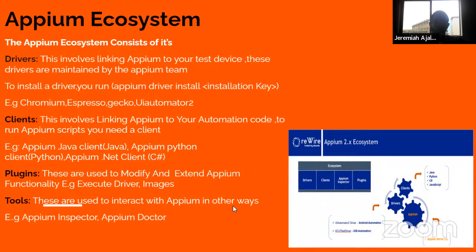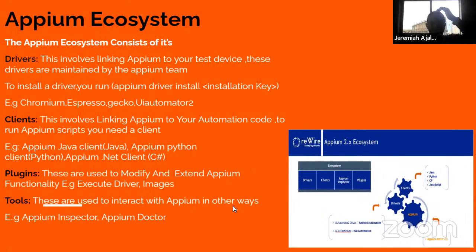So let's say I want to test with an iOS driver or an Android driver. I have to install the driver I can use for Android devices on my system. Then the client helps to link the APM code to your own code and run APM scripts on your code for your application. Examples of some of the drivers are Chromium, Espresso, Gecko, and UI Automator 2. Examples of clients are the APM Java client, APM Python client, and APM .NET client. So if your app was built on Java, you have to use the Java client. If it was built with Python, the Python client, and if it was built with C Sharp, the .NET client.